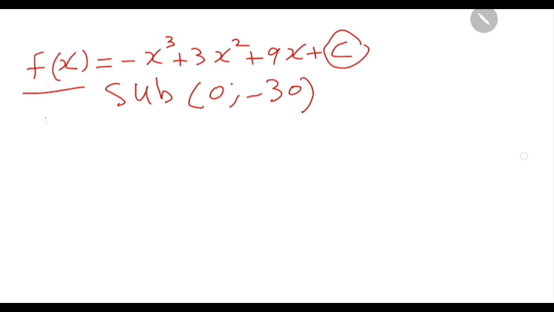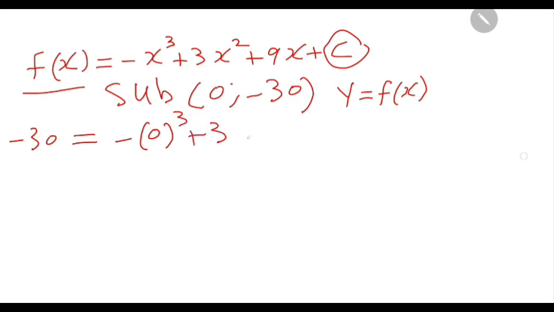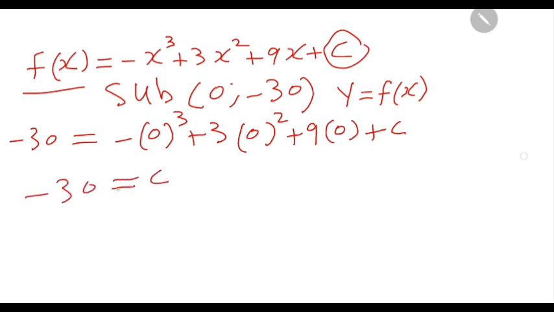Y is equal to f of x. Must remember that. So negative 30 is equal to, in place of x it's going to be 0: negative 0 cubed plus 3 times 0 squared plus 9 multiplied by 0 plus c. So negative 30 is equal to c. Therefore the c value is negative 30.